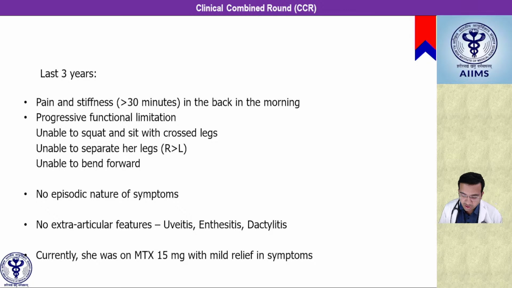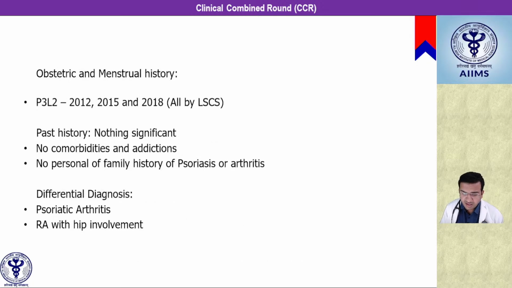Currently, she was on methotrexate 15 milligram per week, but with mild relief in her symptoms. Her past and menstrual history was not significant. Neither did she have any history suggestive of psoriasis in herself or in any family member. So in our clinical history, we made a differential of psoriatic arthritis and rheumatoid arthritis with hip involvement.